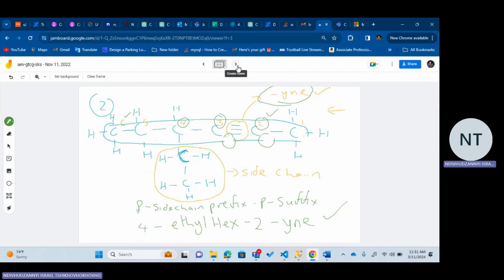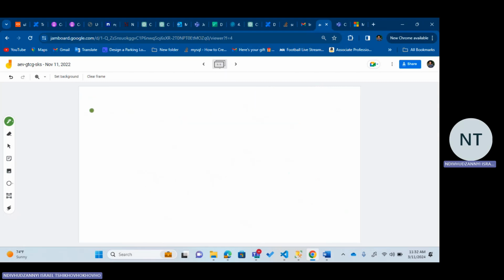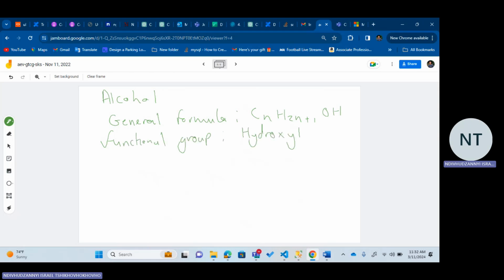We can just continue and try to tackle the rest so that I don't have to do a lot of videos and all that. Another thing which you have to know is what you call alcohol. Then the general formula of alcohol is CnH2n+1OH. The functional group for that is going to be the hydroxyl group. Then the suffix is going to be ol.